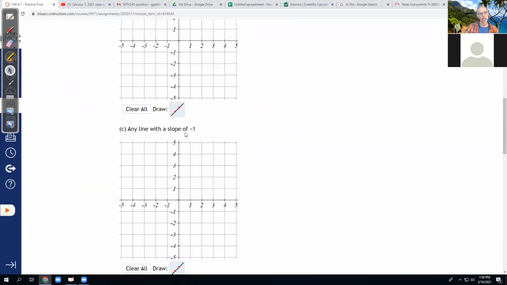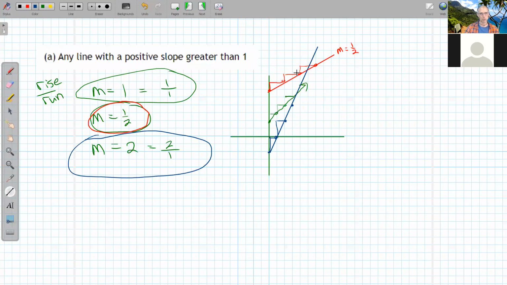Any line with a slope of -1, I just want to go back and think about what a slope of -1 means. So if m equals -1, I would view that as -1 over 1. Right? -1 is my rise, which is really a drop, and this would be my run. So from any point, like maybe this one right here, a slope of -1 means to drop 1, go right 1, drop 1, right 1. And so that line would head downhill to the right at a 45-degree angle.